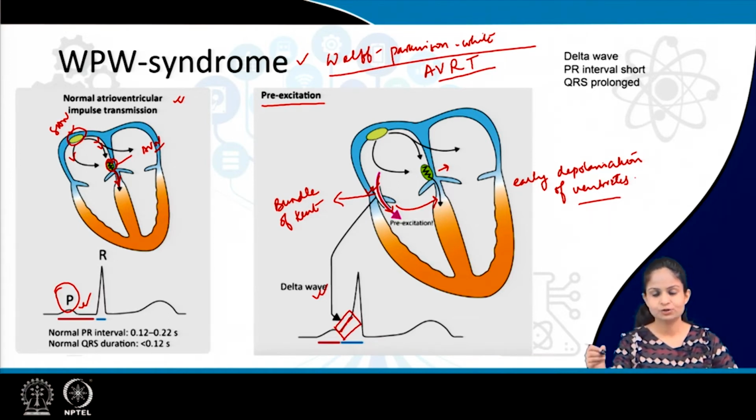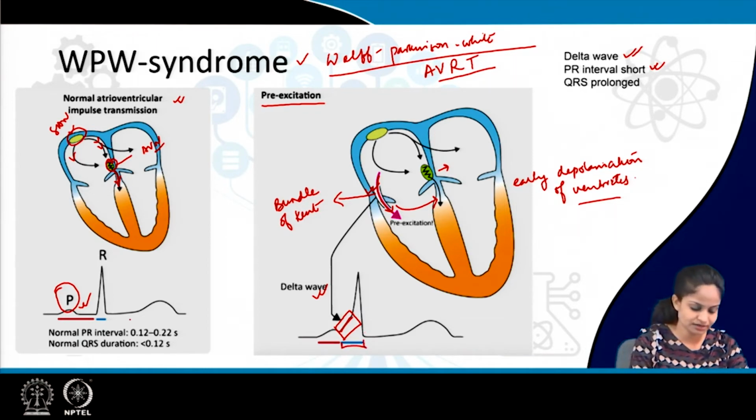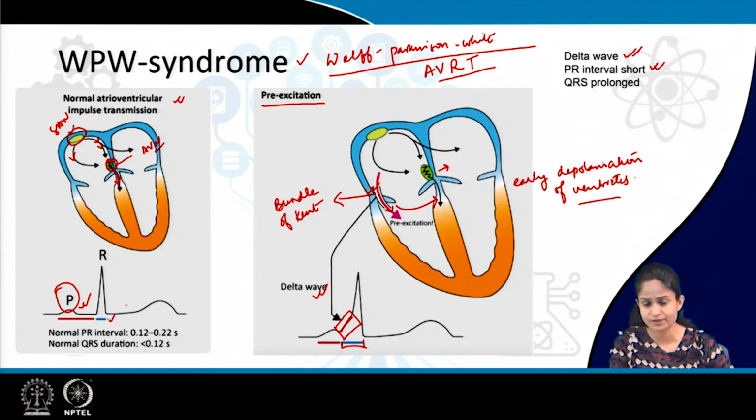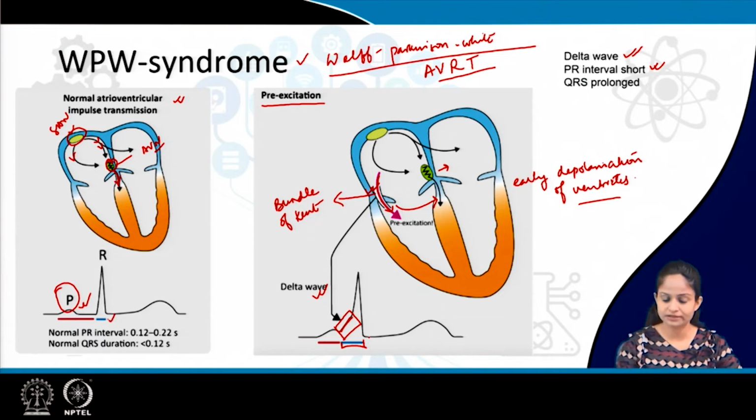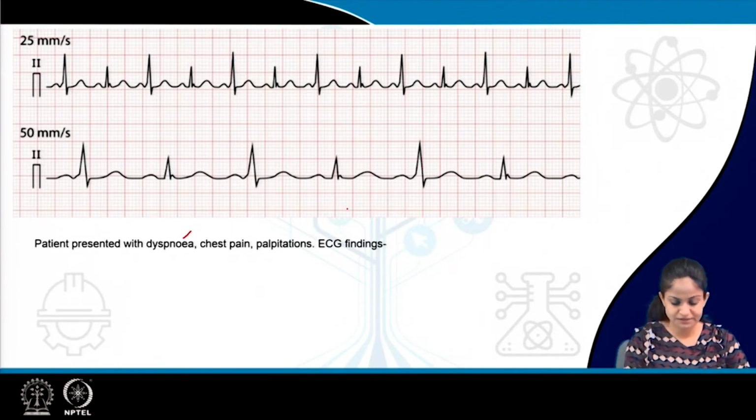So, there will be early depolarization of the ventricles, formation of the delta wave, the PR interval will be very short, and of course, the QRS prolongation will be there. The QRS duration is usually less than 0.12 seconds, but here the QRS interval will be more than 0.12 seconds. So, if this is the ECG being asked when a patient presents with dyspnea, chest pain, palpitations, what are the findings in the ECG?